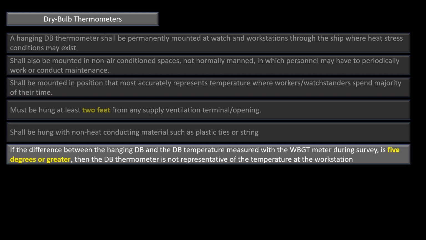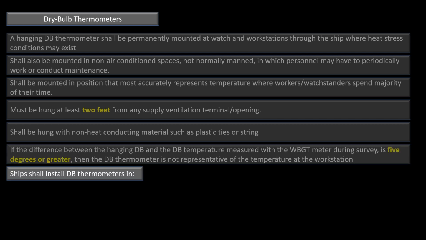If the difference between the hanging dry bulb and the dry bulb temperature measured when we get a WBGT meter reading during a survey is 5 degrees or greater, then that dry bulb is not representative of the temperature in the workstation, okay? So you've got your hanging dry bulb within the space, and then the surveyor comes in to do a WBGT reading, and on their meter, they get a difference of 5 or more. When it comes to that dry bulb, we're going to say that dry bulb thermometer in the space is probably not very good. It's not representing the true temperature in that workstation.